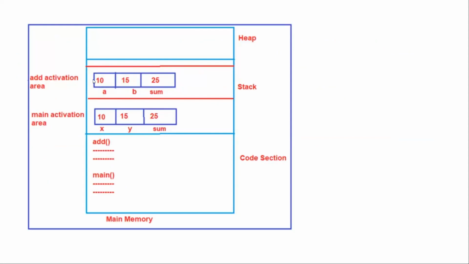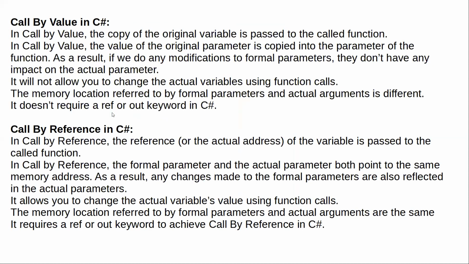You see, the memory allocation is different for the main method and also for the add method. So it's a separate allocation for x, a separate allocation for a, also for y and b. Basically you are copying the values of x and y and creating fresh memory, and you are assigning a and b over there. If you change anything in the add function, there will not be any impact to the actual parameters in the main method. So that is call by value.